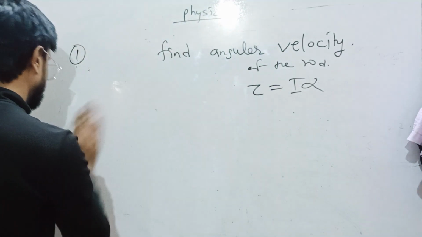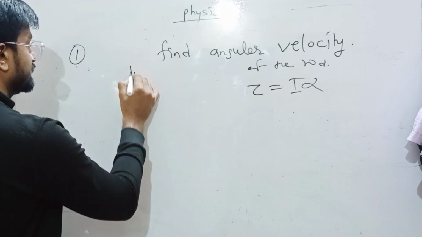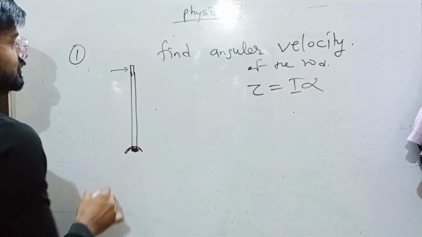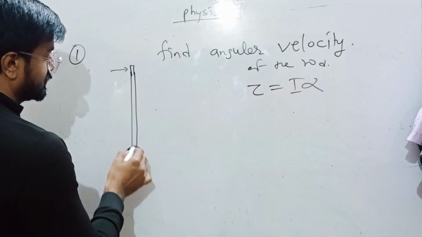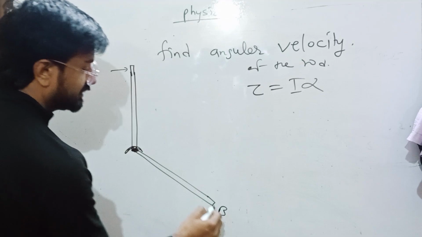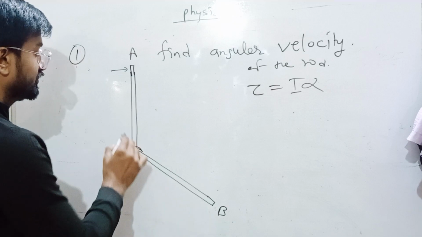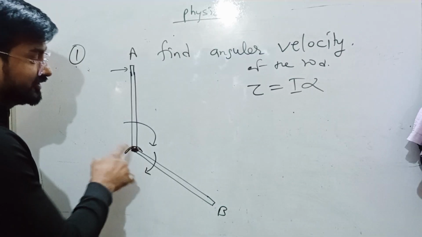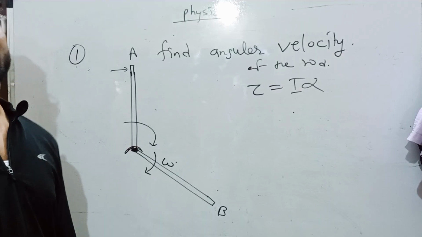In another illustration, initially the rod was like this, and we are just pushing it slightly so that it can rotate in a vertical plane. So the question is asking us what will be its angular velocity if it has reached point B. This is the initial position and this is the final position. So it will rotate like this and we have to find out the omega of this rod when it has reached point B. So how can we calculate the omega of this rod?